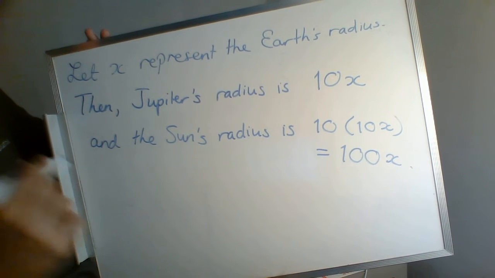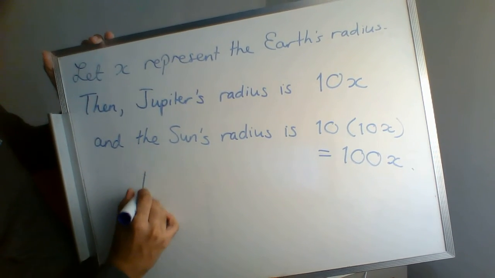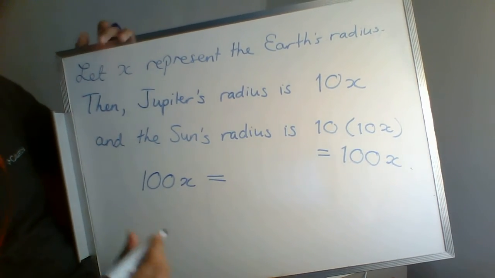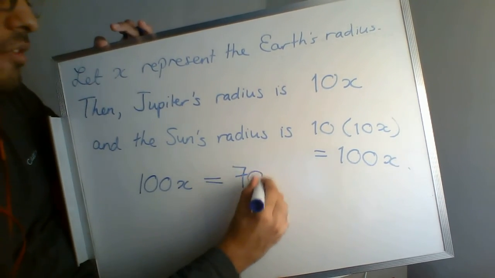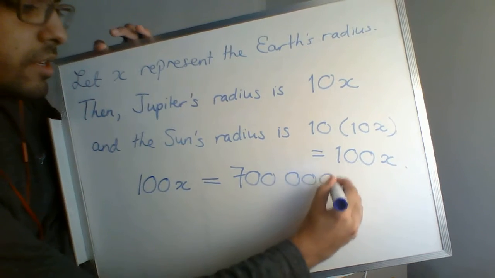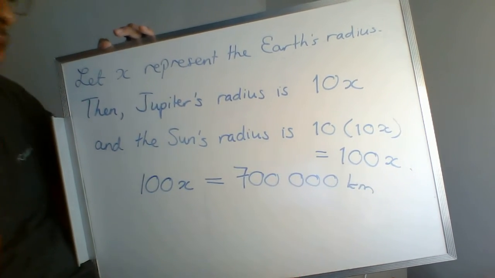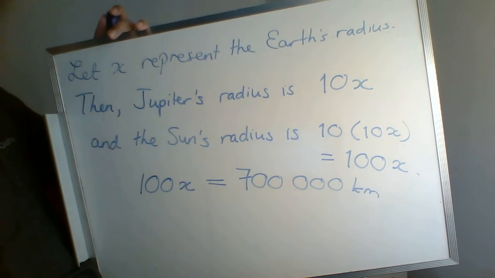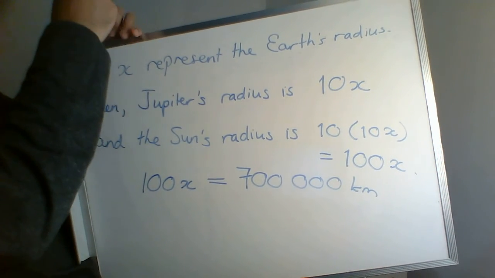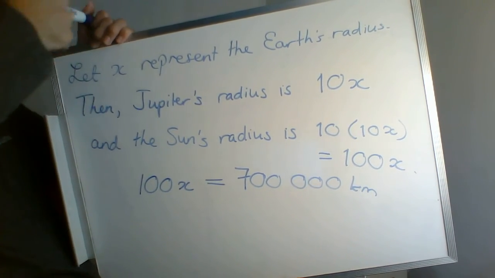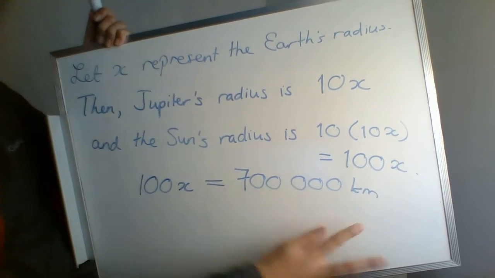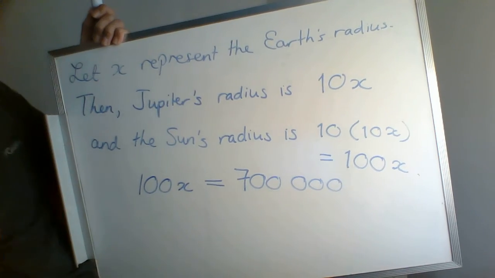Now we know the Sun's radius, so we know the Sun's radius is 100x, and we were told in the question that the Sun's radius is 700,000 kilometers, right? So it's actually quite simple here to solve for x. Like I said, it's not a hard problem the way yesterday's one was with an extra formula and all of that. We just need to solve for x. We don't even need to write the kilometers in there right now.